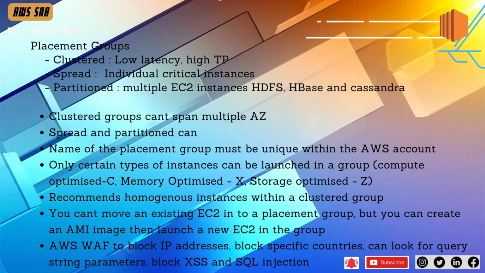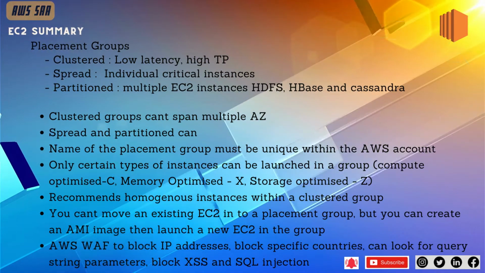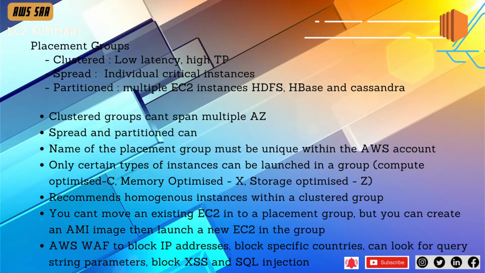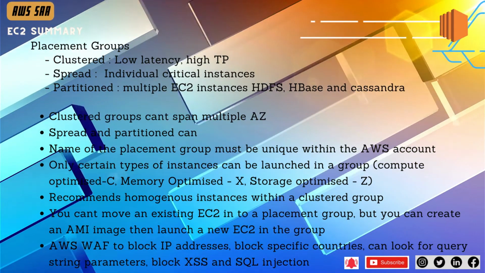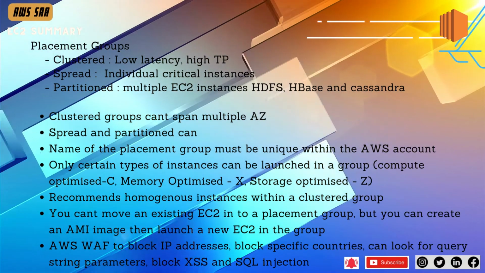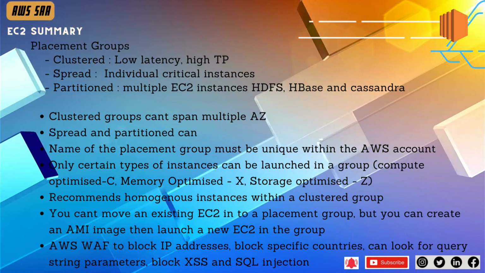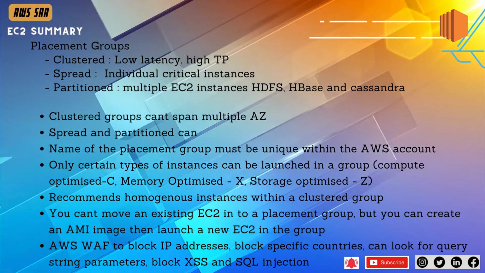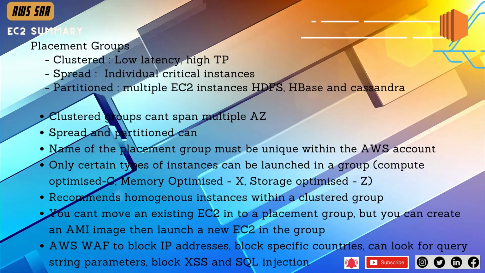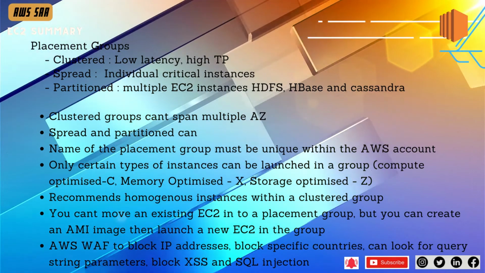Placement groups. You usually use placement groups in 3 options: cluster, spread, and partition. The first, cluster, is used for low latency and high throughput. Spread is used for individual critical instances, so if one goes down, because this is spread, the other instances won't go down. Partition is pretty much for multiple instances such as HDFS, HBase, and Cassandra. Cluster groups cannot span multiple AZs in one placement group, but spread and partition can.